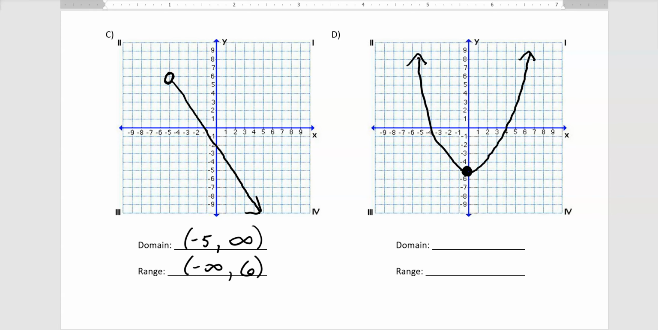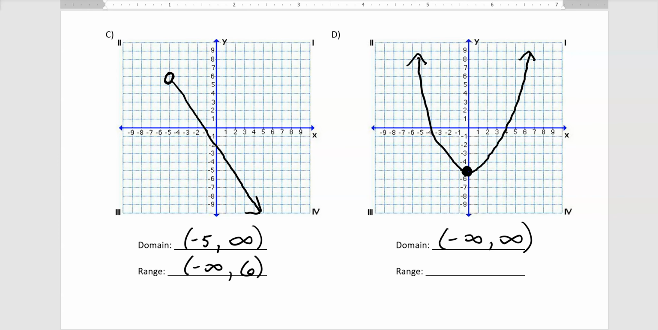Now, this one kind of looks like a quadratic. So think about our domain for a quadratic function. We're going to the left and right forever. This arrow tells us we're going to continue in this up and to the right and up and to the left pattern. So that means the domain for this one is actually going to be -infinity to infinity.